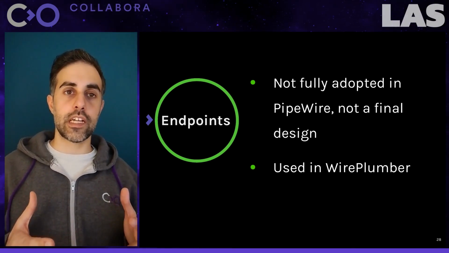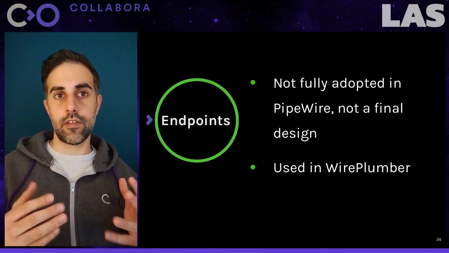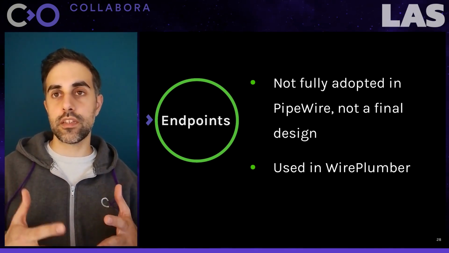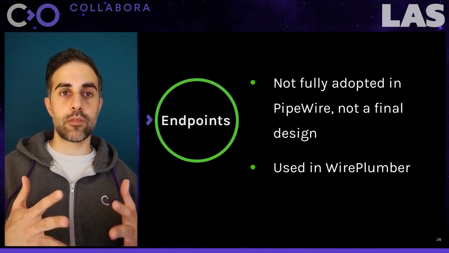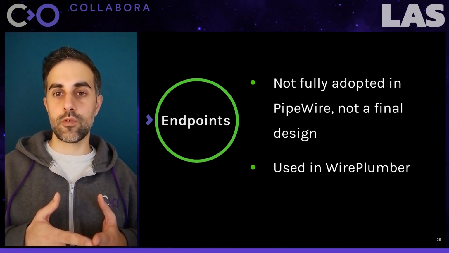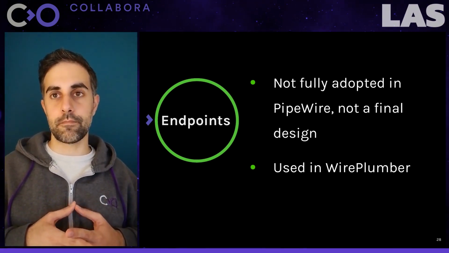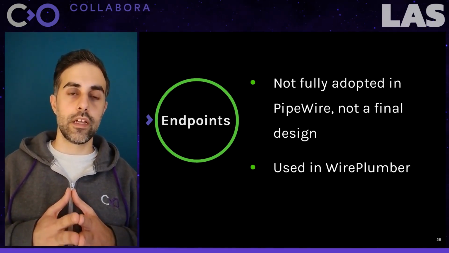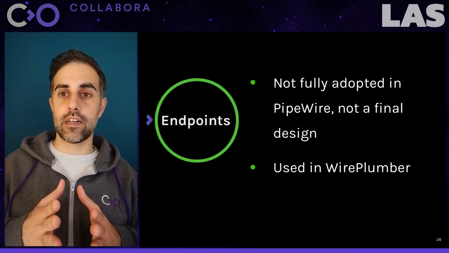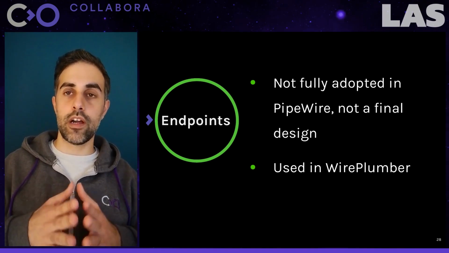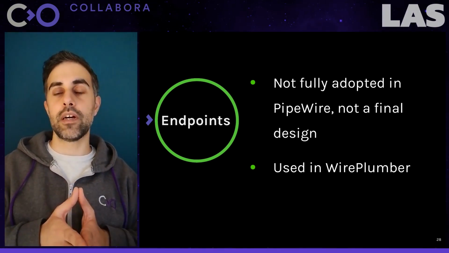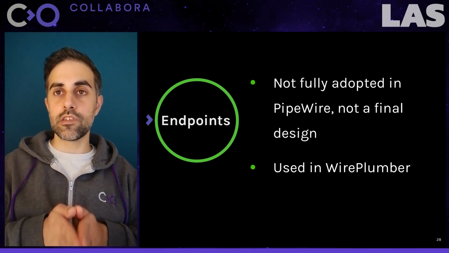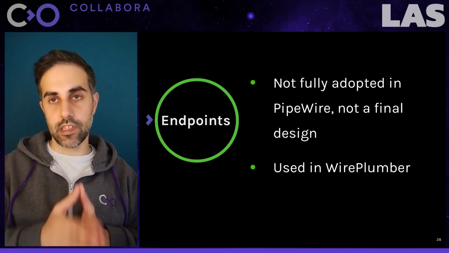So these endpoints are not fully adopted in PipeWire. They are not a final design. We may have to change things in the future. It's something that we used in WirePlumber to implement this functionality in Automotive Grade Linux. Of course, there is an extension available in PipeWire, and it's actually enabled by default. It's there, but it's not used in the default desktop setup. This is what I mean.